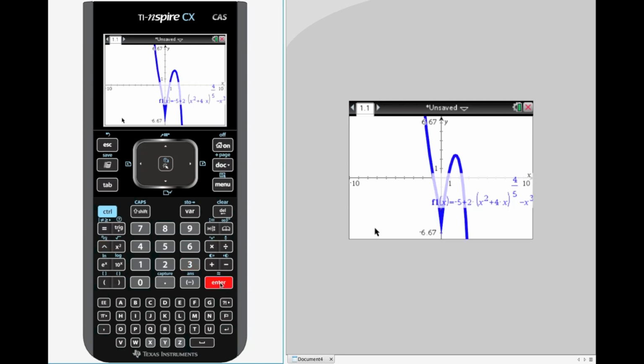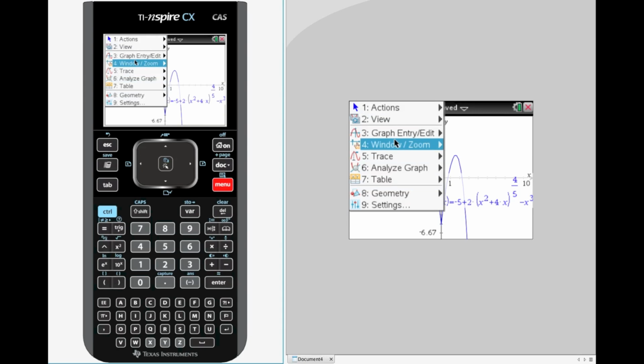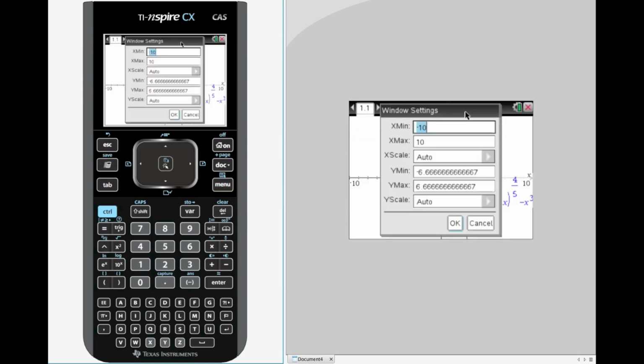And we were looking for all values of t in the interval from 1 to 3 for which the speed of the particle is equal to 3. So I'm looking for x-intercepts, but I only care about the ones that are between the values of 1 and 3. So I'm going to hit Menu, go to Window and Zoom, Window Settings, and I want that x-min to be 1 and max to be 3. Hit Enter again. We're OK.